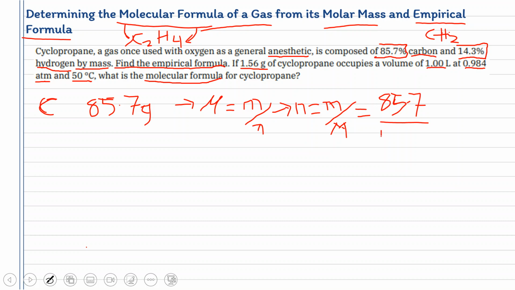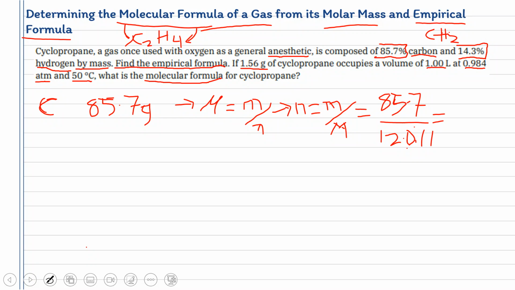12.01. So if you're having this, you're doing it with me. Let's go through it. 12.011, something like that. Now put this in your calculator. What do you get? 85.7 divided by 12.011. Let's do this together.